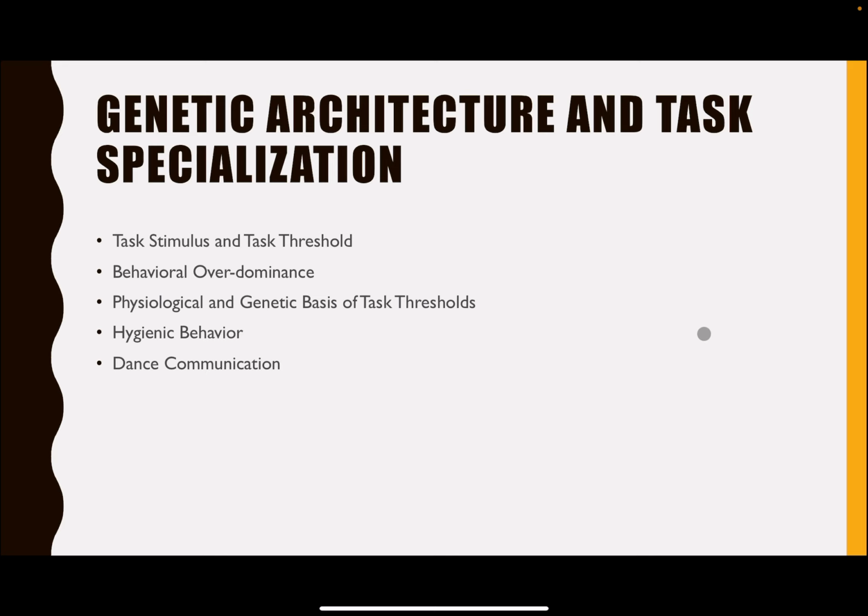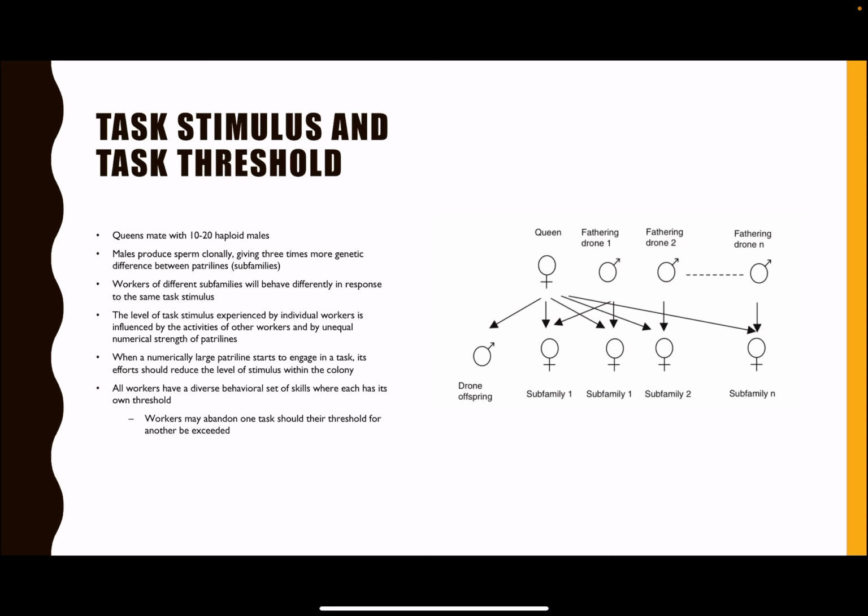Next, I'll be talking about the genetic architecture and task specialization. These next bullet points are the subcategories of the genetic architecture and task specialization. So I'll be talking about task stimulus and task threshold, behavioral overdominance, the physiological and genetic basis of the task thresholds, hygienic behavior, and dance communication.